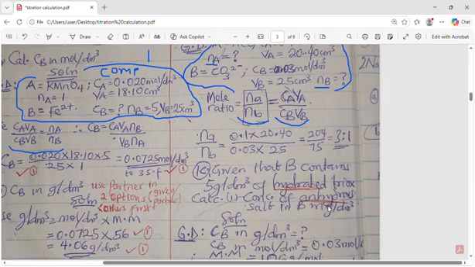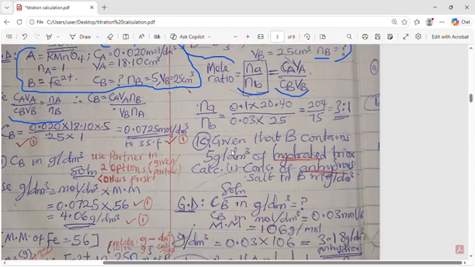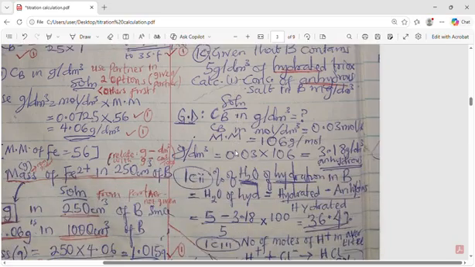Here they say given that B contains 5 grams per dm³ of hydrated trioxocarbonate, calculate concentration of anhydrous salt in B in grams per dm³. Now this one here, take note. They have given us 5 grams per dm³ as hydrated. That means when there is water there, it was 5. What of anhydrous? When there is no water there, it means the number will be smaller than 5. In this case, the 5 which is having water, you subtract something from it, as you can see from here.